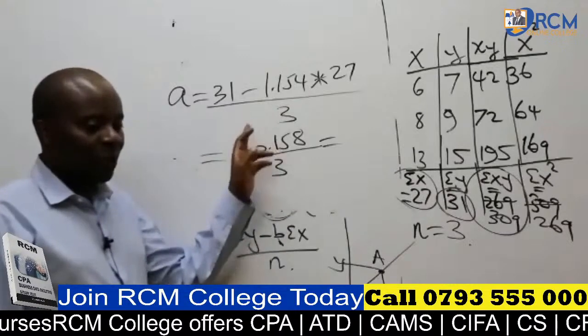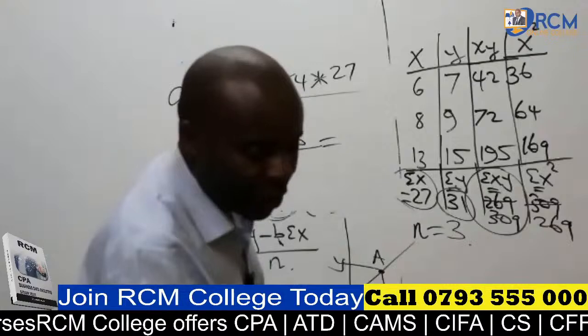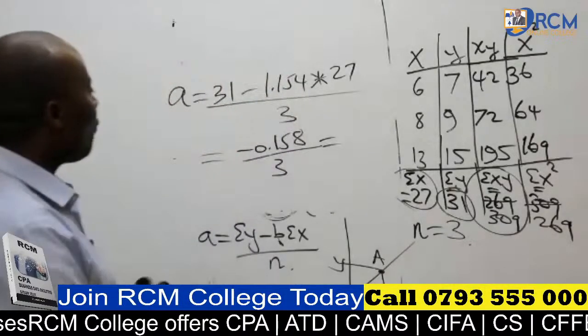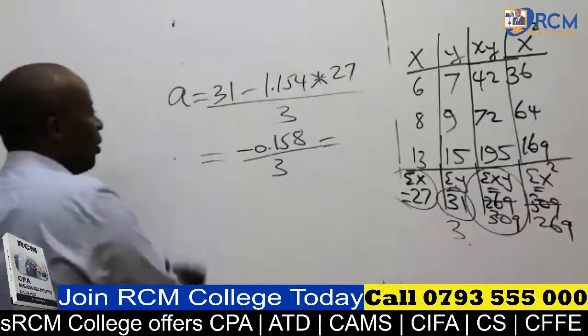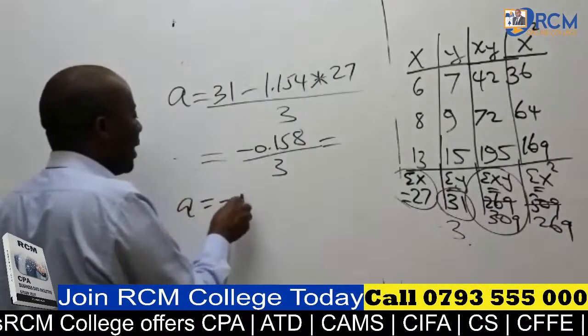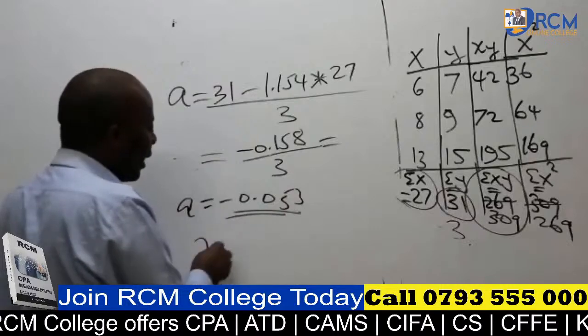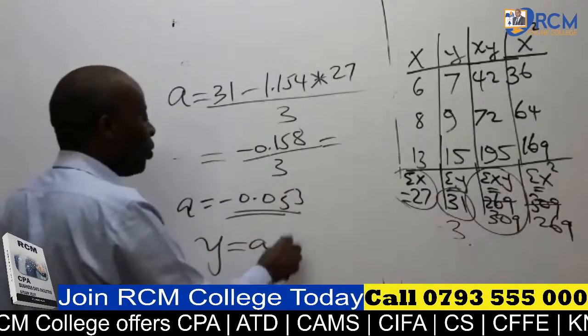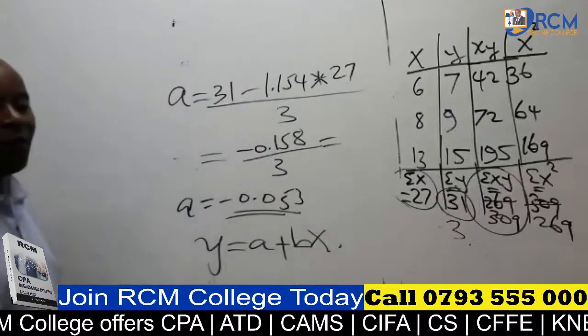So when you take this, you divide by this. According to Amaya, it is minus 0, and Collins, 0.053. These are good students. They have said that A should be negative 0.053 like that.